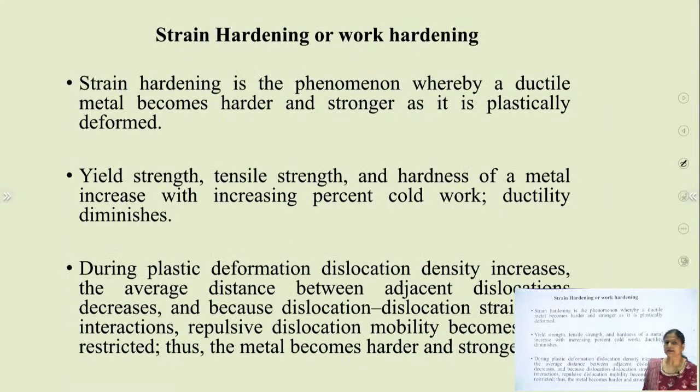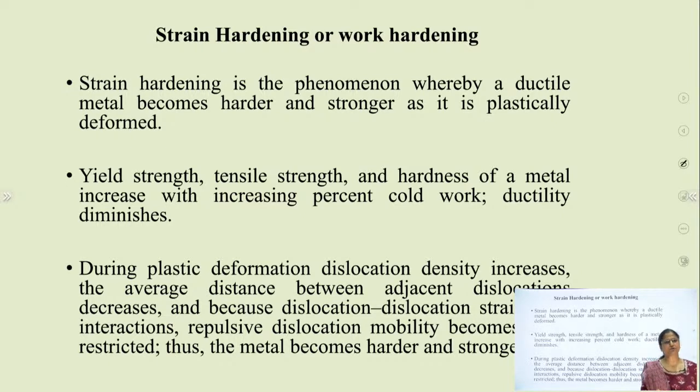Strain hardening is also called work hardening. Strain hardening generally occurs in cold working processes. It is the phenomenon whereby a ductile metal becomes harder and stronger when it is plastically deformed. This mechanism can easily be seen in the stress strain diagram after the yield point and up to the ultimate tensile point. After the yield point and before the ultimate tensile point, there is a strain hardening mechanism.